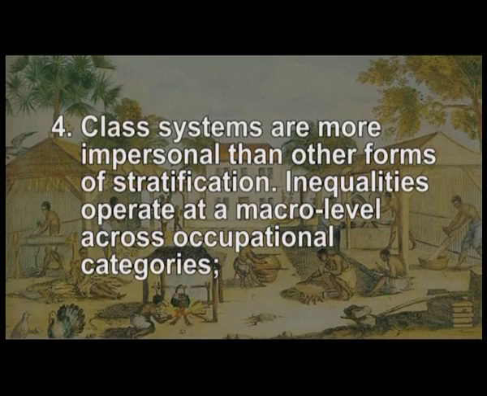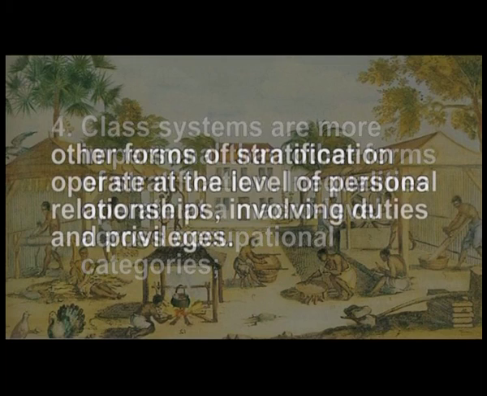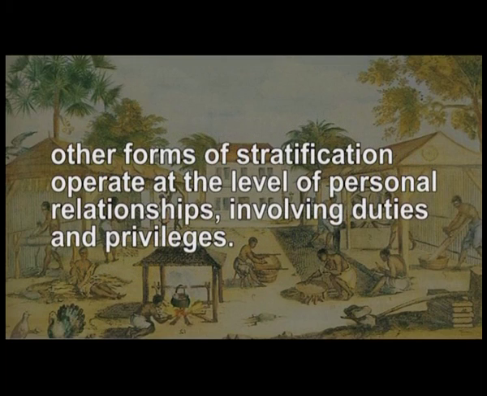Number four, class systems are more impersonal than other forms of stratification. Inequalities operate at a macro level across occupational categories. Other forms of stratification operate at the level of personal relationships involving duties and privileges. Social class had its origin in the feudal states of Europe. Classes are the consequences of economic factors.